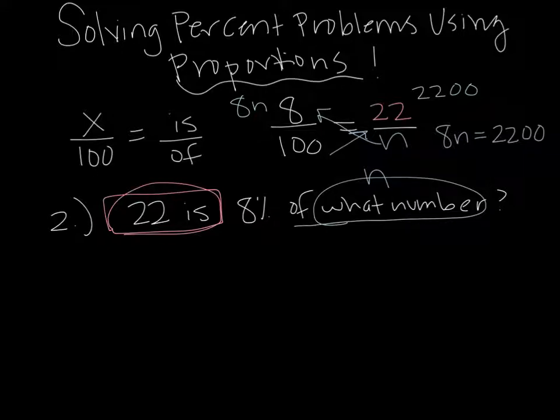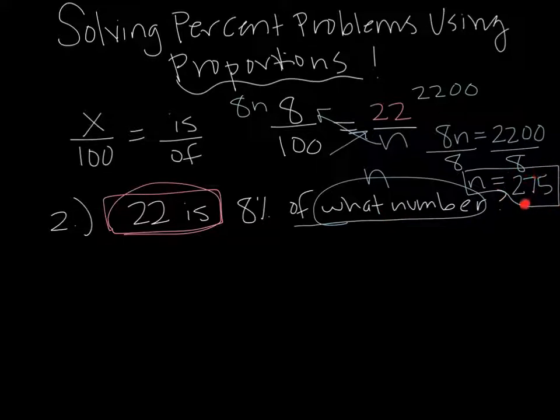Now I want to get rid of the 8. Divide both sides by 8. N equals, now that I've shown all my beautiful work, I'm going to do 2200 divided by 8 on my calculator, and I get 275. A much bigger number. What does that mean? What that means is that 22 is 8% of 275.